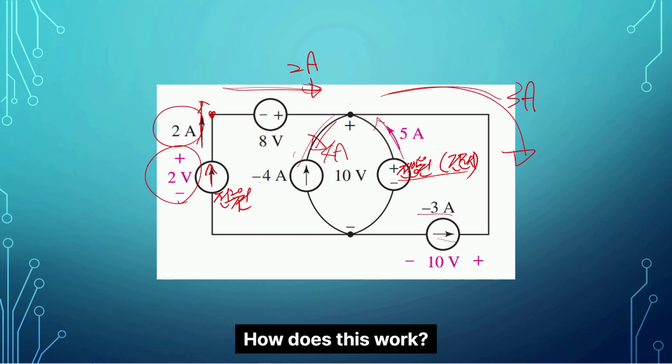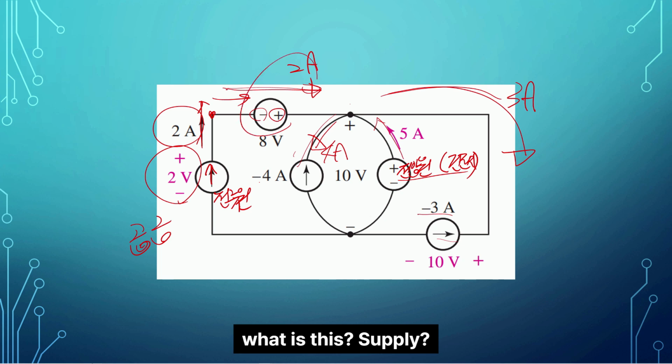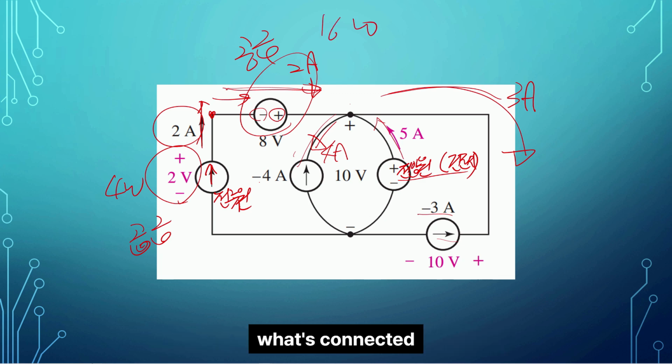The supply. It's going in that direction, right? Since it's going out the positive side, what is this? Supply. Try multiplying this. This is 16 watts, and then here at 10 volts. What's connected?